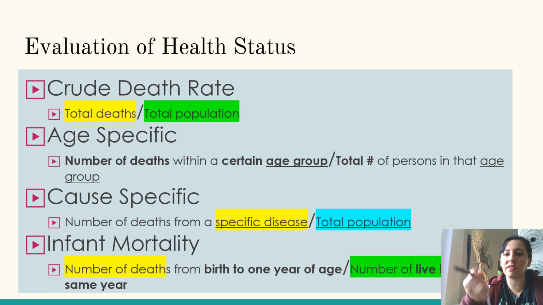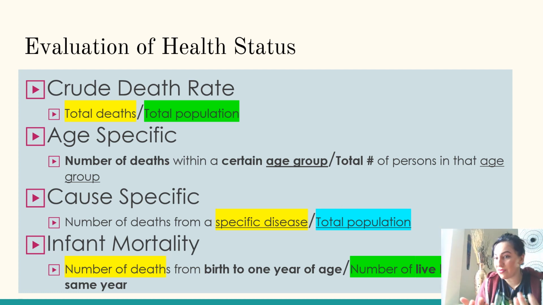Cause-specific means that if you want to focus on a particular disease, you look at how many people died of, dare I say, coronavirus. So if you want to look at the death rate of coronavirus, you look at how many deaths there were from coronavirus and then divide that by the total population. Then you can look at infant mortality, different ways we can look at the death rate.